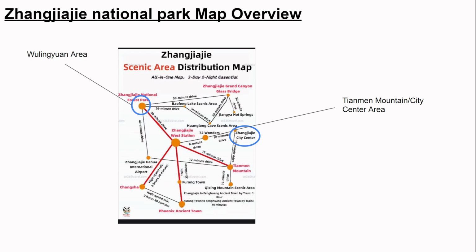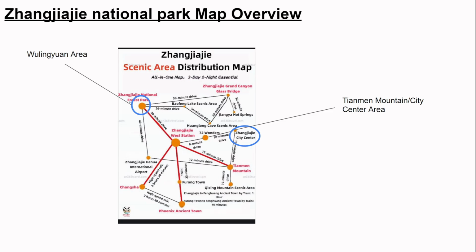Okay, so from day four onwards, we'll be making our way to Zhangjiajie. Before I start, I will show you the map so you can know where to stay. I suggest for the first 2 days, you can stay at the Wulong area, which is the blue circle on the left.